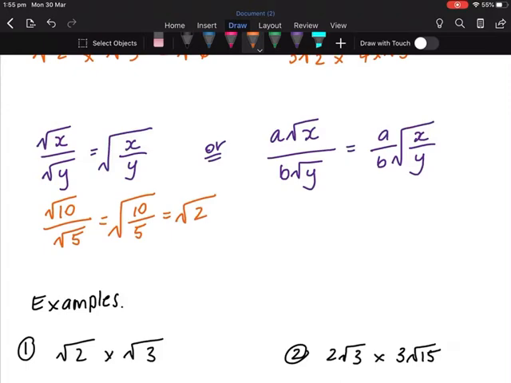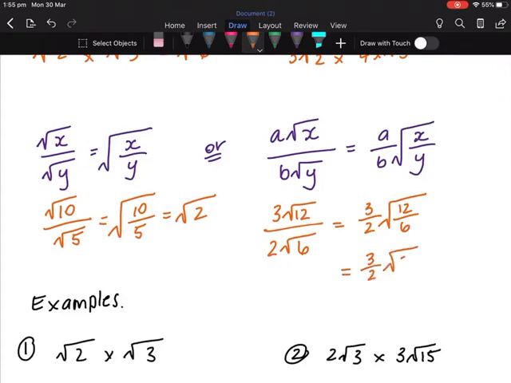Likewise, over here, 3 times the square root of 2, let's actually make it a bigger number. Let's make it the square root of 12. 3 times the square root of 12 divided by, let's see, 2 times the square root of 6 is the same as 3 divided by 2 times the square root of 12 over 6, which is the same as 3 over 2 times the square root of 2, because 12 divided by 6 is 2.